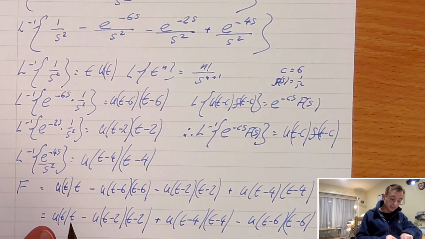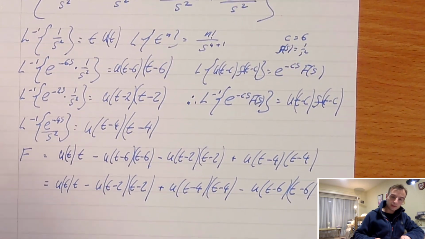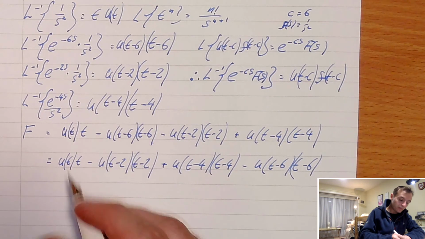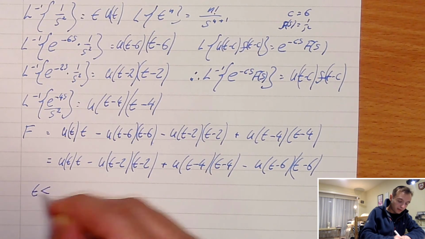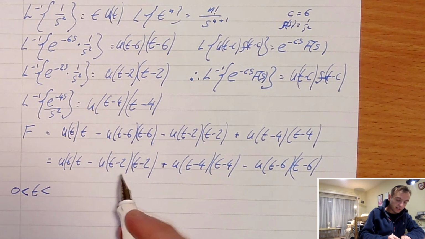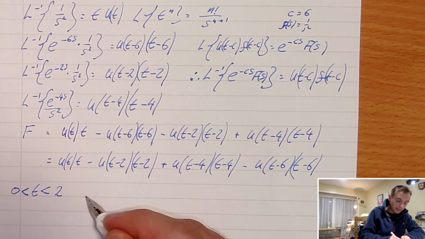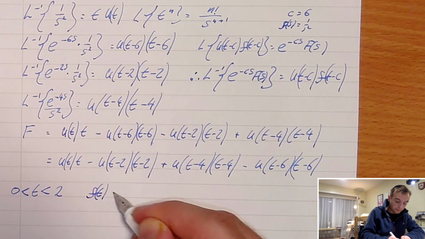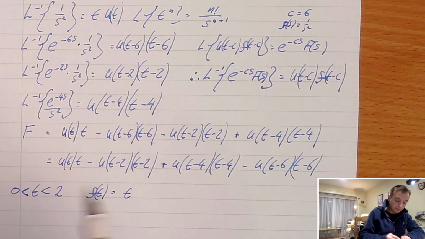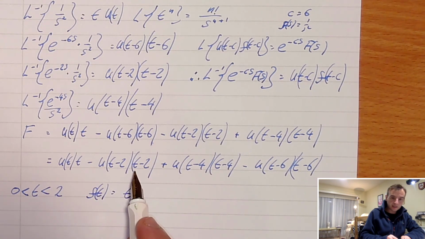At 0, t turns on. At 2, t minus 2 turns on, but remember it's negative, so we have to subtract. At 4, the t minus 4 function turns on. And when t equals 6, the t minus 6 function turns on. So if we were to think about this in the time domain, when t is between 0 and 2, f of t must equal t, because no other function is turned on yet.